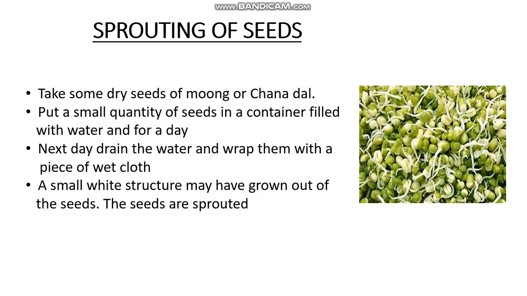And after that, the next day, you have to drain the water and wrap them with a piece of wet cloth. After some time, you can see the small white structure that has grown out of the seeds. Thus, we can say the seeds are sprouted. If so, the seeds are sprouted. If not, wash the seeds in water, drain the water and leave them aside for another day.